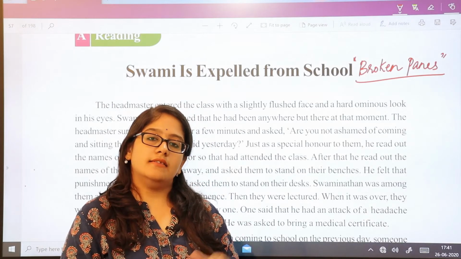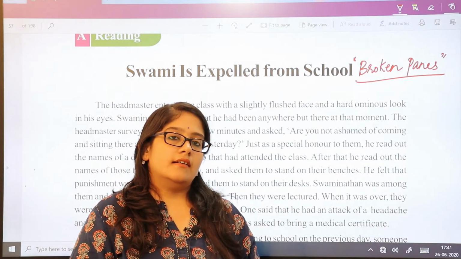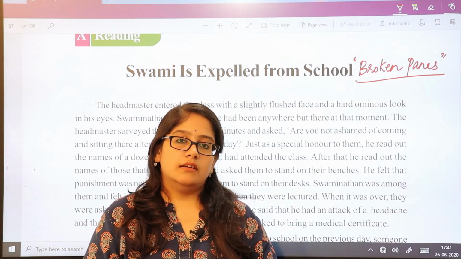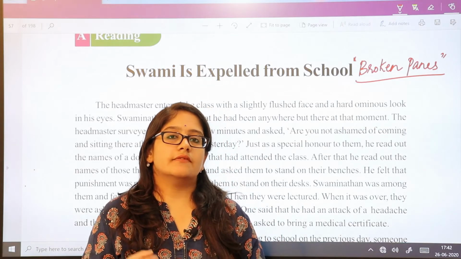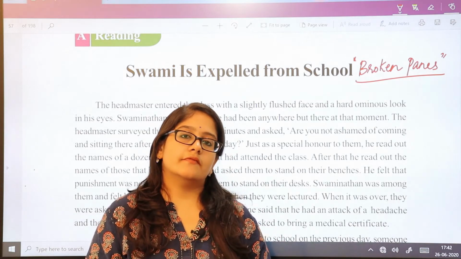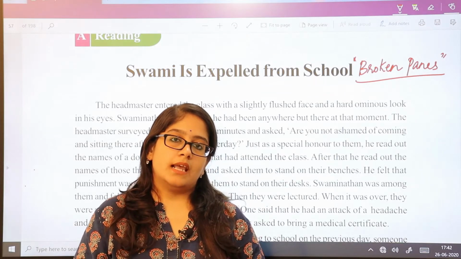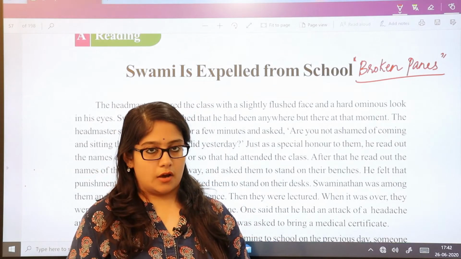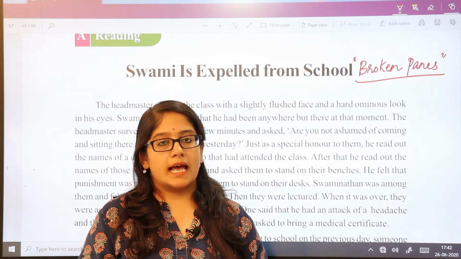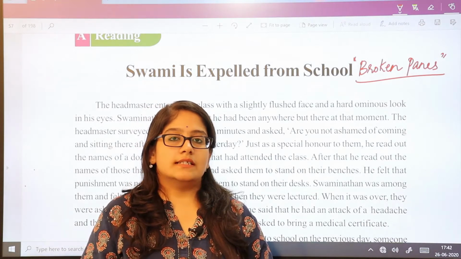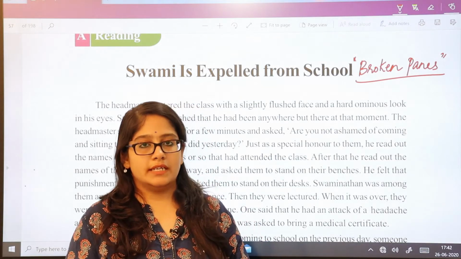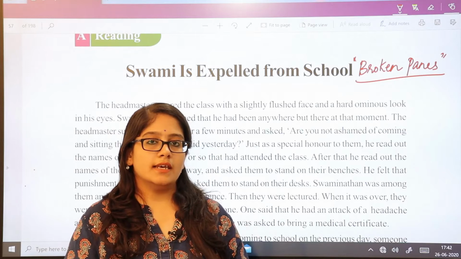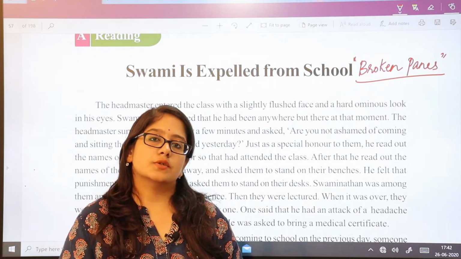Now before we understand chapter 12, let me give you a short introduction about the novel Swami and Friends. The novel is a fictional one and it is set in a fictional town of Malgudi. Like I said in the previous video, R.K. Narayan has created a fictional town and most of his works have the same setting of Malgudi. This novel deals with the childhood experiences of a 10-year-old innocent school-going boy, Swaminathan, who is referred to as Swami.